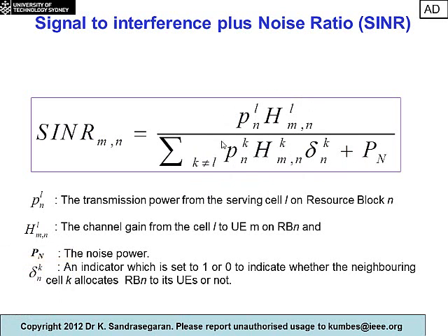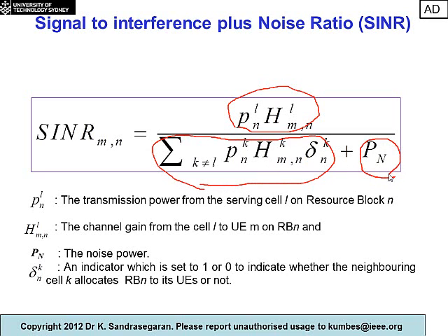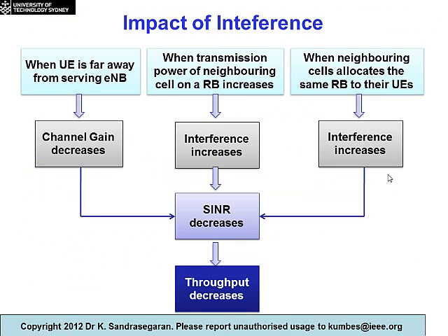Let me just mark that. So as I said, this term here represents the receive power for user M on resource block N from cell site L. This term here represents the interference because the same resource block N is being used in other cell sites. And this term here represents the noise term. Okay, so this will give you the signal to interference noise ratio, which is an important quantifier of the level of interference. Now, what is the impact of interference?